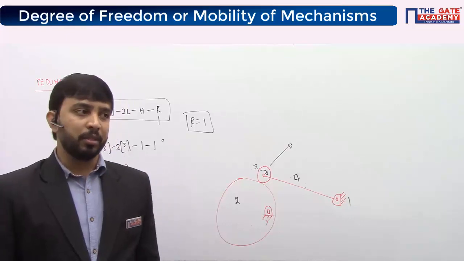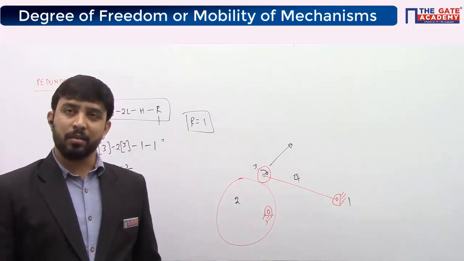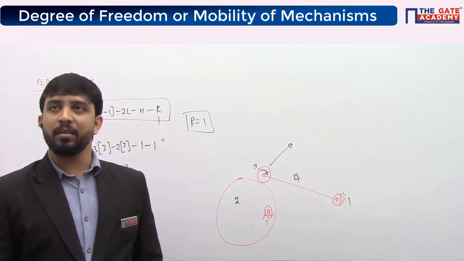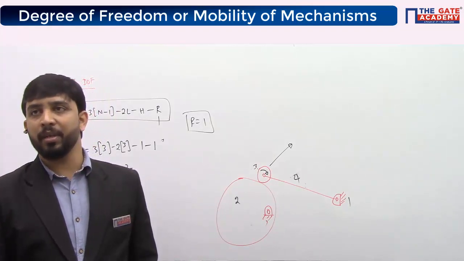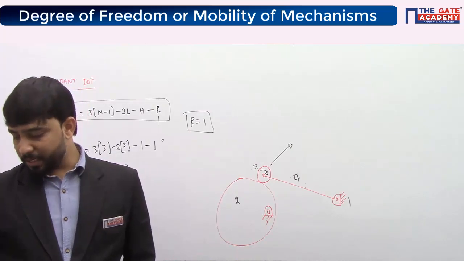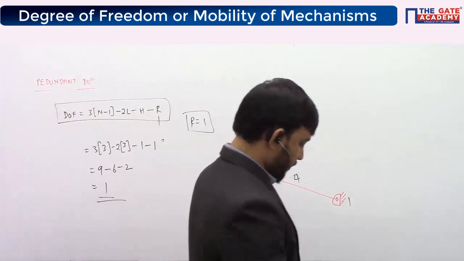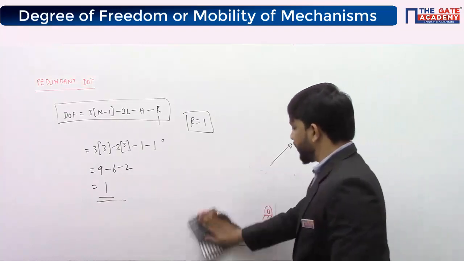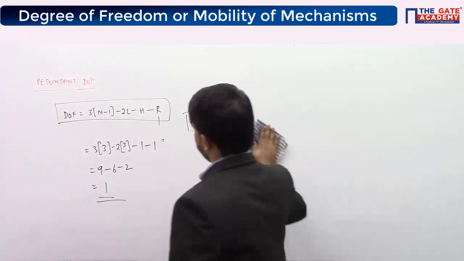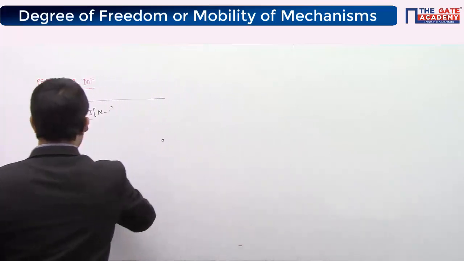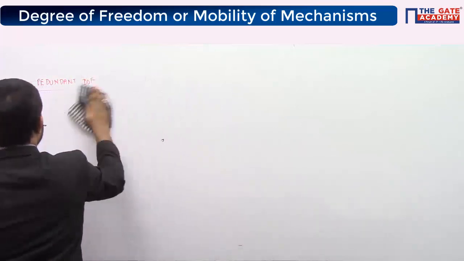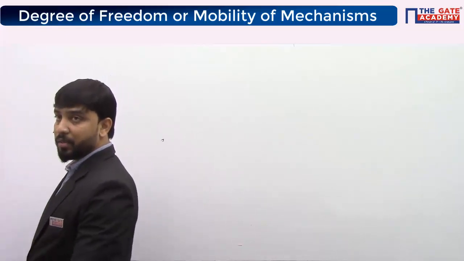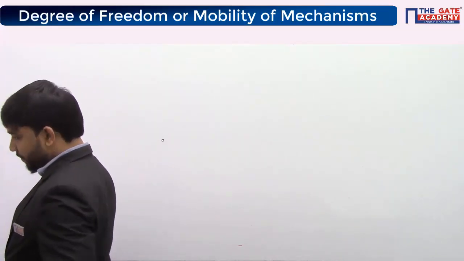Okay? So these are the two cases or special cases of degrees of freedom. You should keep these points in mind and solve the problems of degrees of freedom, okay? Next, write down like this. Gruebler's criterion for degrees of freedom of planar mechanisms.